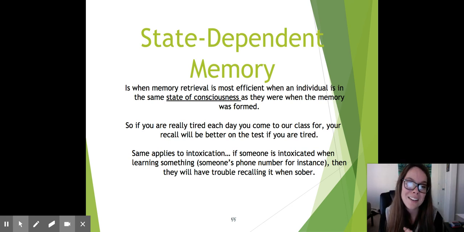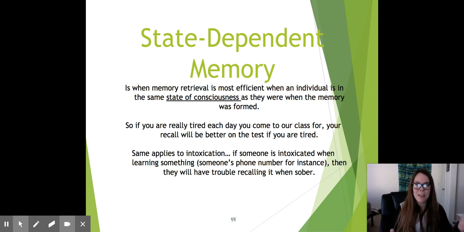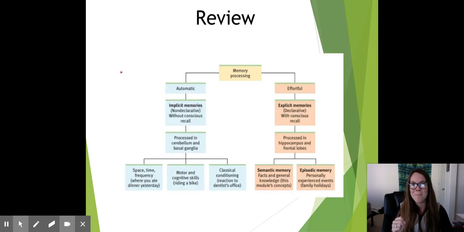They also did a study with a bunch of drunk people. They went to a college and allowed people to start drinking, and then they started to spout knowledge at them. People couldn't remember what they learned when they were sober, but when they got drunk again, they started to remember what they talked about when they were drunk. State-dependent memory. Anyway, okay.